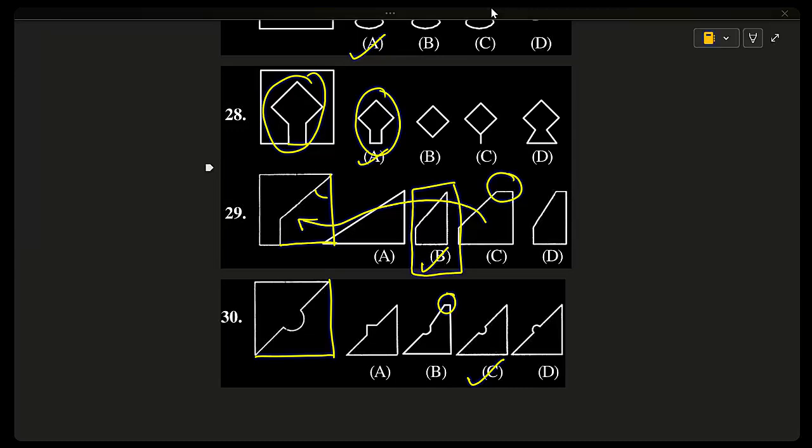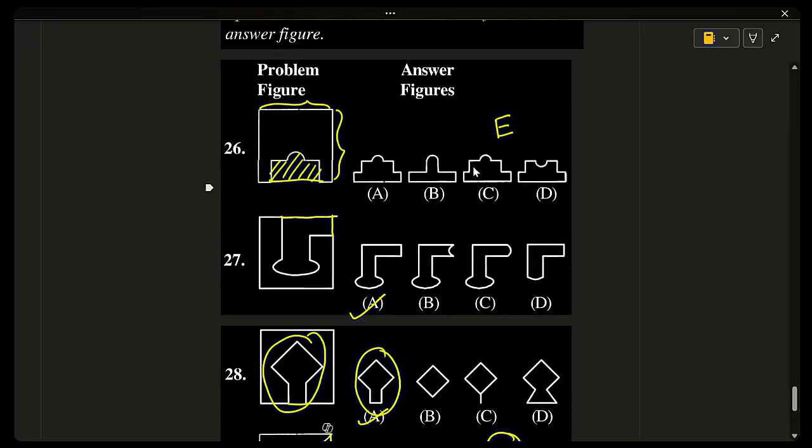Sir, 26th. Yes, what do you want? Sir, option A is also correct, na sir? Yeah, that's what I was saying to Tanush also. If you attach A, the base will be increased, so it will no longer be a square, it will become a rectangle. The sides are already equal here and you are increasing one side, so it's not going to be a square. Okay, sir.